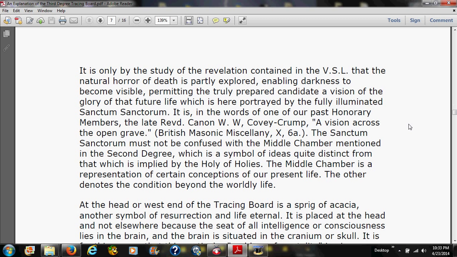The sanctum sanctorum must not be confused with the middle chamber mentioned in the second degree, which is a symbol of ideas quite distinct from that which is implied by the Holy of Holies. The middle chamber is a representation of certain conceptions of our present life. The other denotes the condition beyond the worldly life.